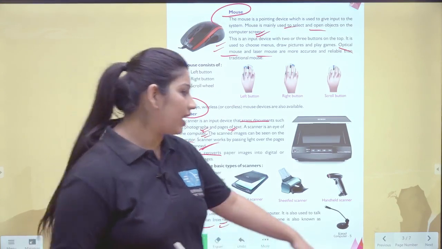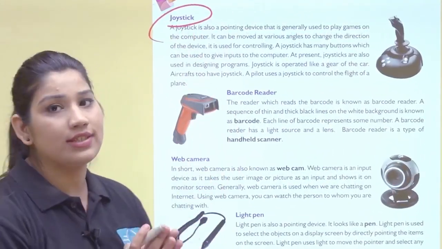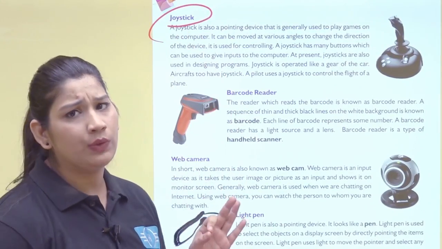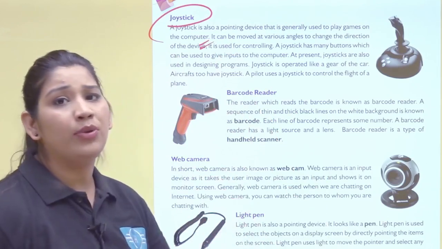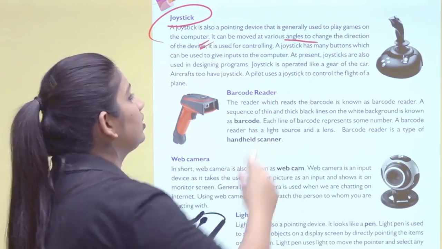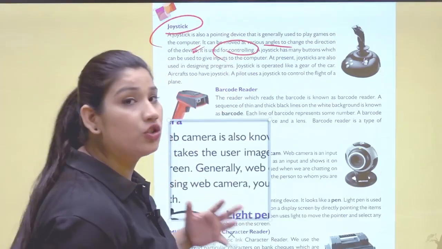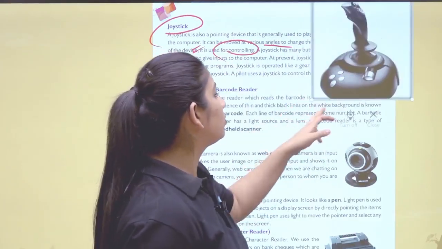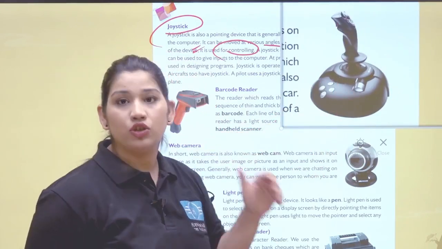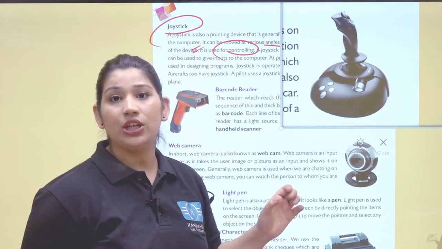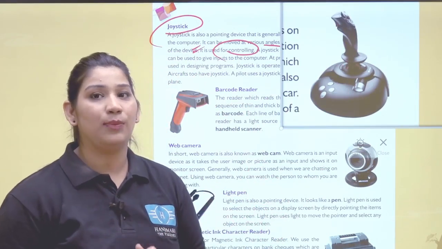Let us move forward and understand other input devices such as the joystick. A joystick is also a kind of pointing device which is generally used while playing games on the computer. It can be moved at various angles to change the direction of the device. It is also used for controlling. A joystick has many buttons which can be used to give inputs to the computer. Here you can see the buttons on the joystick. This stick is used to change directions or for controlling while playing games on the computer.